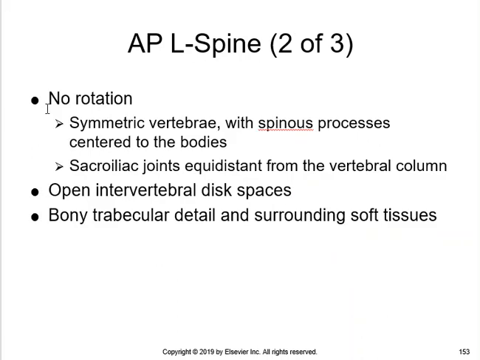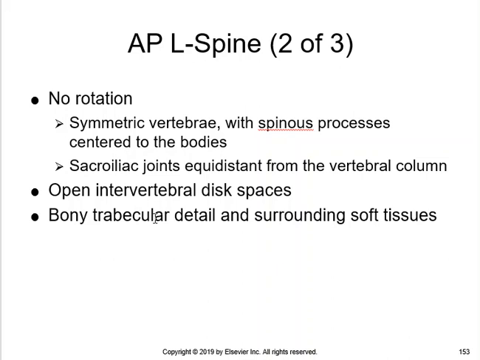So what we want is no rotation. Our vertebrae need to be symmetric. The spinous process should be in the center of the vertebral column. The SI joints should be equidistant from the vertebral column. We should see open intervertebral disc spaces. We can assess rotation in the upper end by looking at the lower ribs and whether or not we've got some appearance of rotation of those ribs.